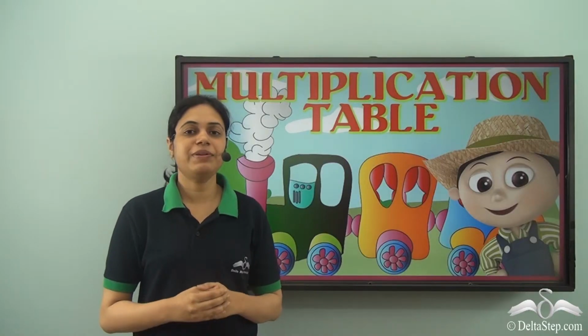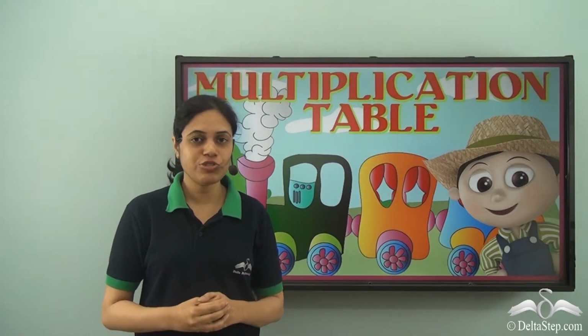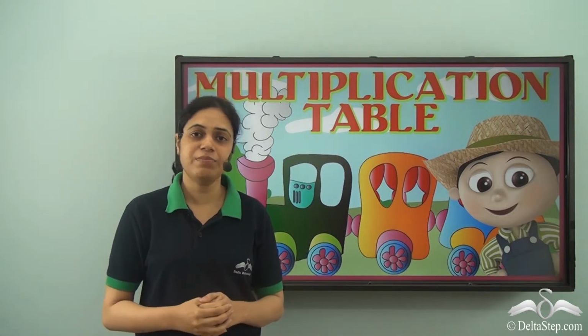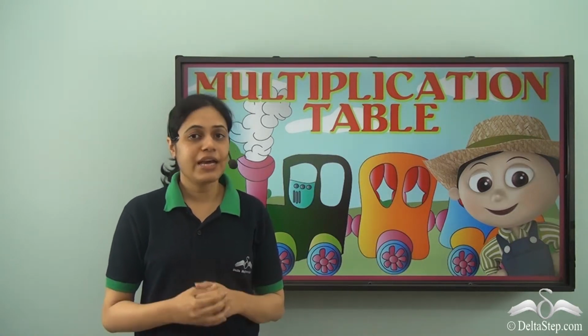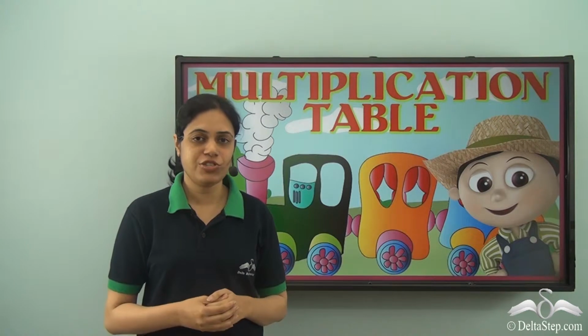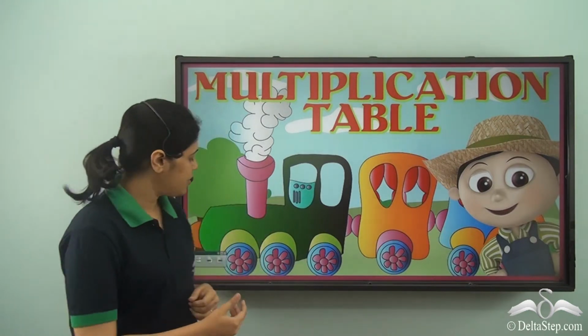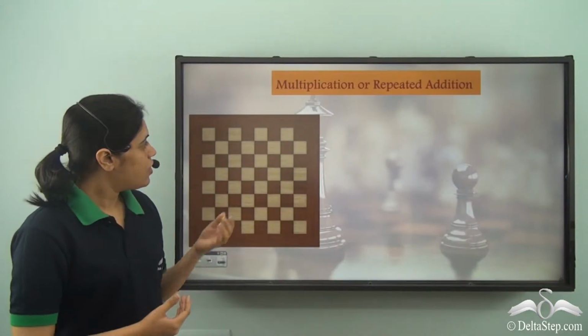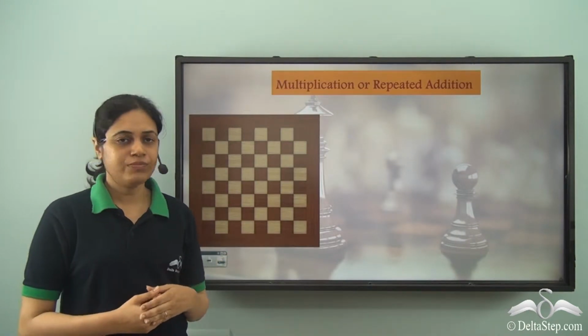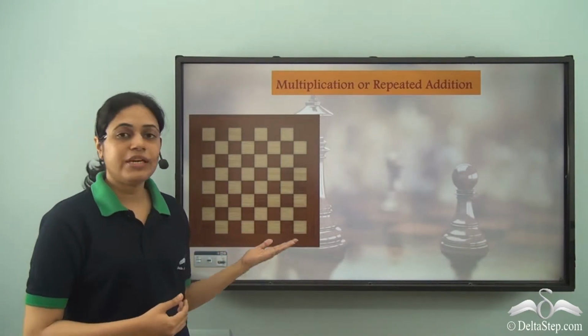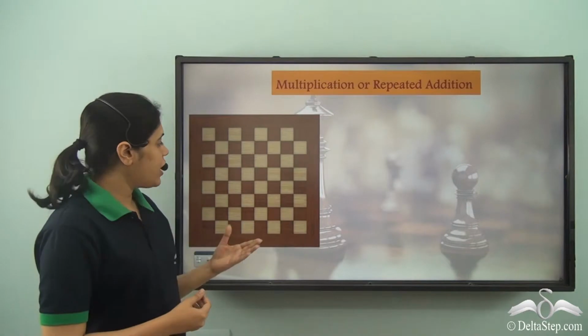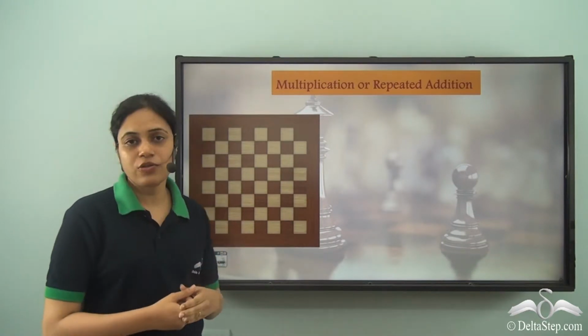We have learned the multiplication tables, and we have also seen how helpful these multiplication tables are. They help us perform big additions very fast. See what you have here? Do you know what this is? It is a chessboard. Now, how many squares are there on this chessboard?